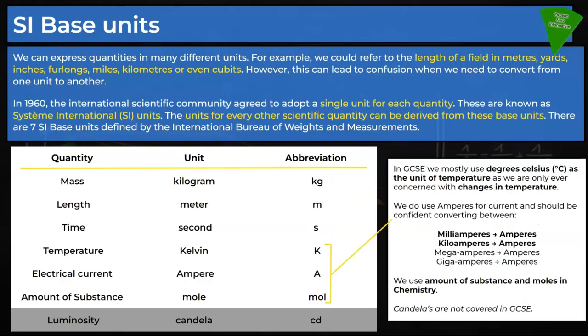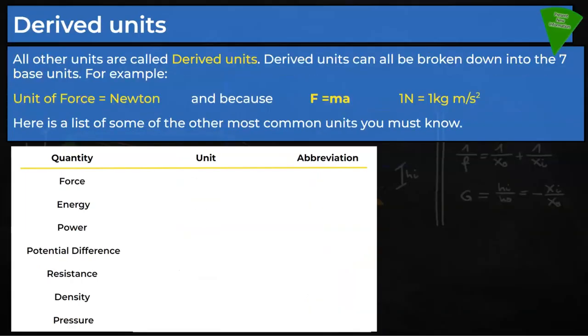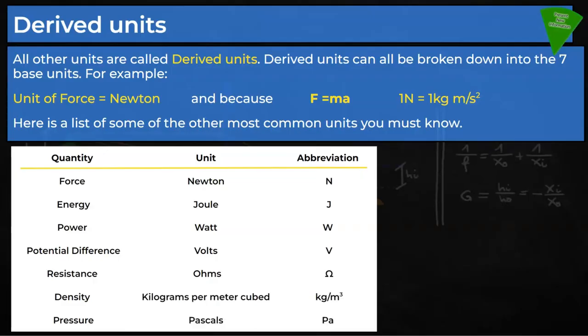Generally, we use degrees C in temperature calculations. For current, obviously we'll use amperes. You will get kiloamps, milliamps, megaamps, etc. So the prefix is important, which we'll cover in a minute, and obviously moles are more important in chemistry. So there's a whole selection of derived units here, which I'm just going to go through.